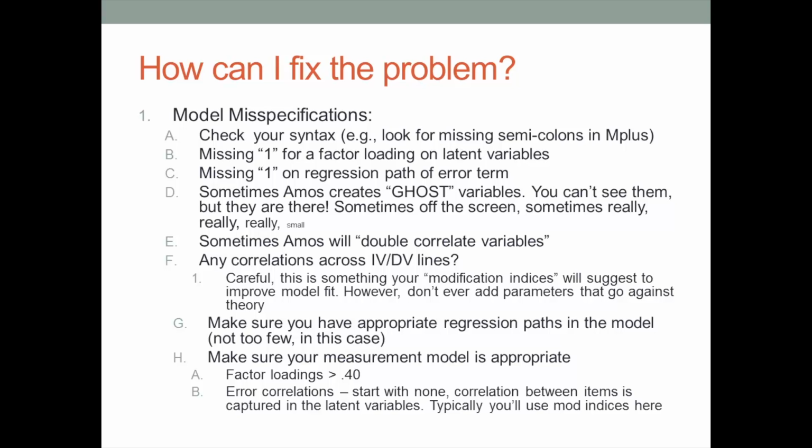Sometimes you might be missing a regression path that is statistically significant, an important path in your model, and if you don't have that, you could get this kind of error term. And then you also want to make sure your measurement model is appropriate, that factor loadings are above 0.4, and that error correlations are at a minimum. Again, you start with none because the correlations between items of a latent factor are captured in the latent variable that they're loading onto.